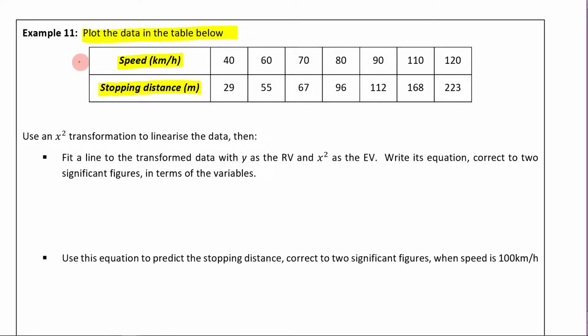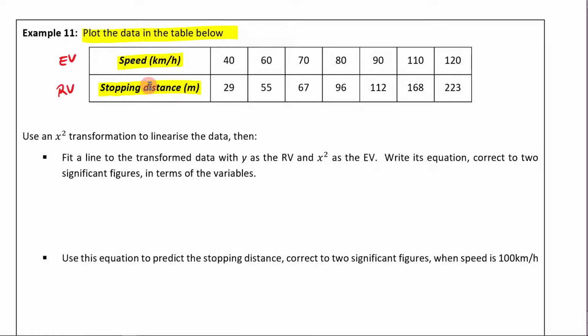So the speed is going to be my explanatory variable and the stopping distance is going to be my response variable. It's because if we think through this logically, if you're going really, really fast, so you've got a high speed, and then you slam on the brakes, it's going to take you a long time to stop. Whereas if you're going very, very slow and then you slam on the brakes, you're going to stop very quickly. So the speed explains the stopping distance. So that's why it's the explanatory variable.